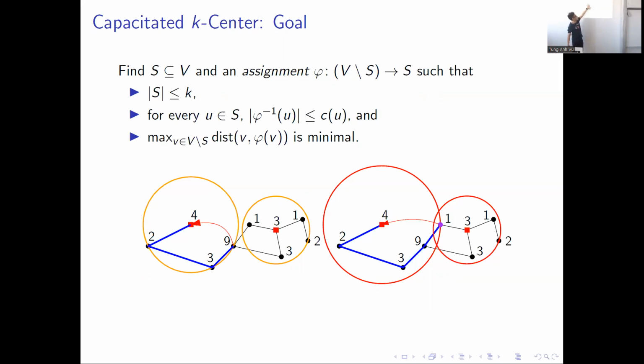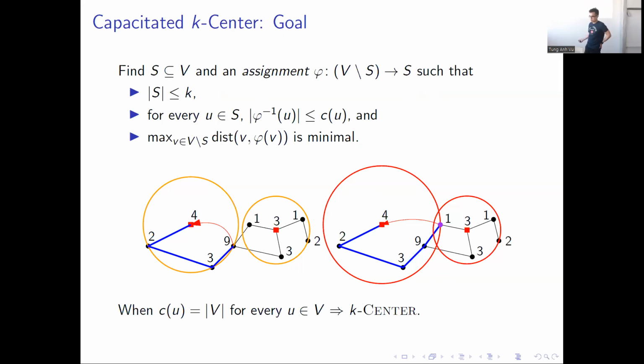So here's an example of a different solution which is feasible because this vertex is now assigned here. And now the cost of this solution is the maximum distance between a vertex and whatever it's pointing to, which is this blue path. Okay, so this blue path induces the cost of my solution. Makes sense? All right, good.